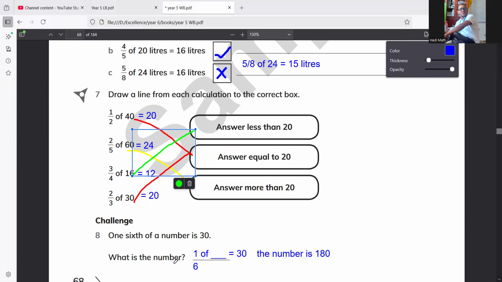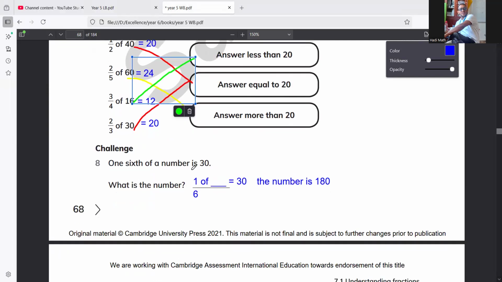Okay, let's go to the question after. They say 1/6 of a number is equal to 30. You need to understand how it looks. It looks like 1/6 of a number equals 30. They give me the final answer. They don't give me the whole number. So with this final answer, first I'm going to divide by the numerator. I say 30 divided by 1 is equal to 30. Then I multiply by the 6, which is equal to 180. So the number is 180.